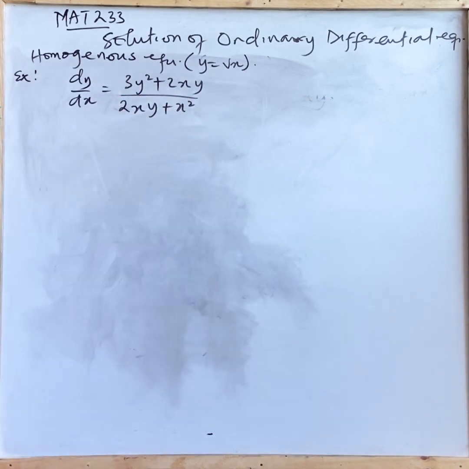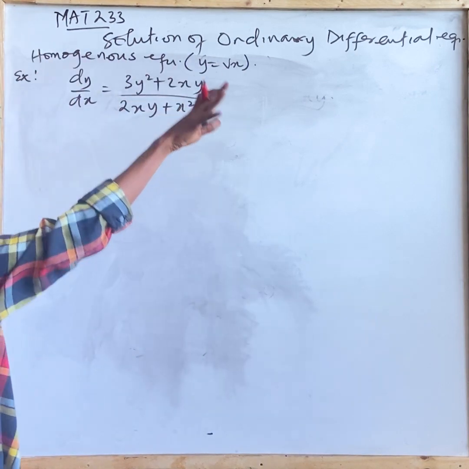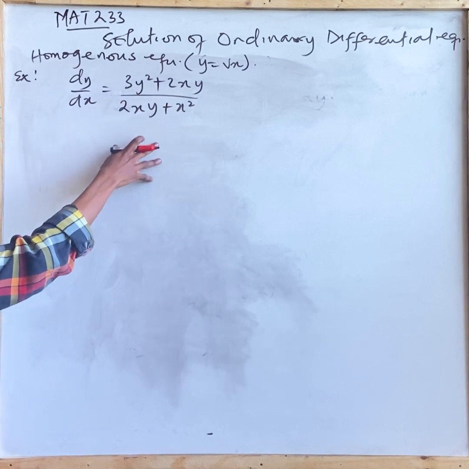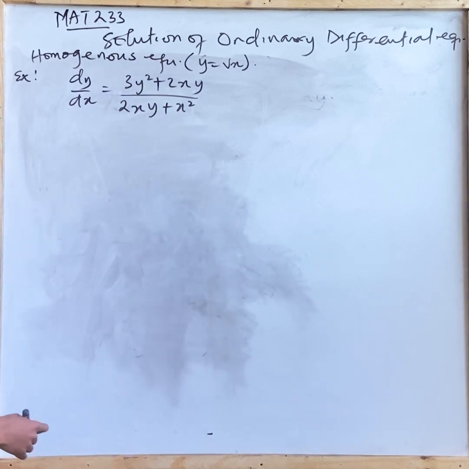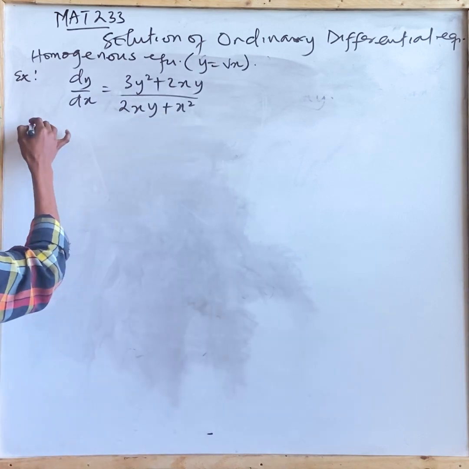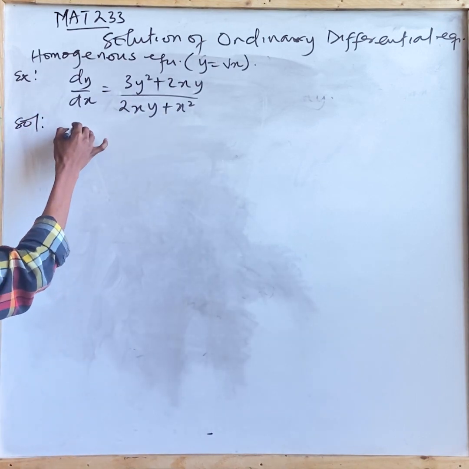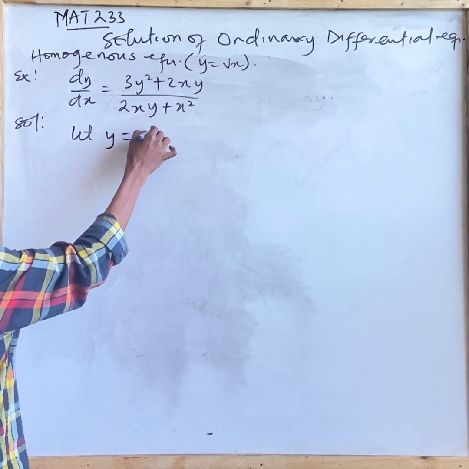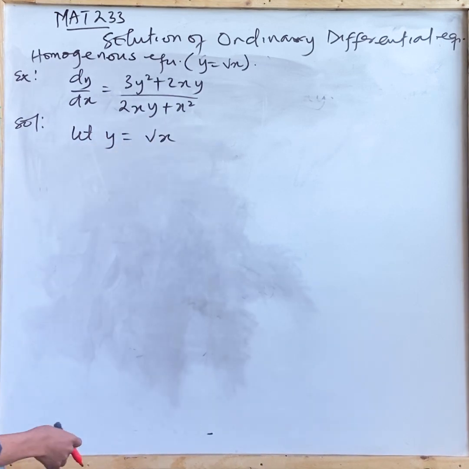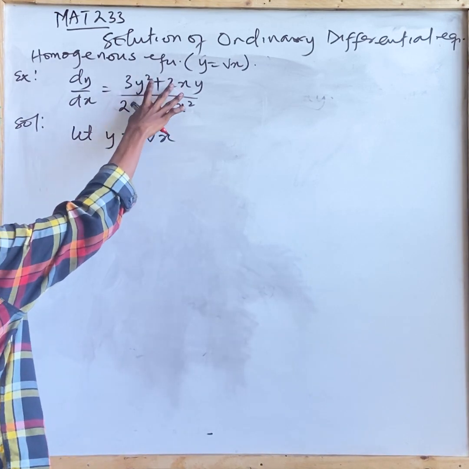So look at this differential equation. It will be very hard for me to separate x to one side and y to one side because this algebraic equation is a combination of x and y. So what we are going to do is use a substitution y equals vx. So solution, I will say let y be equals to vx. It means that anywhere I see y in this equation, I will change it to vx.